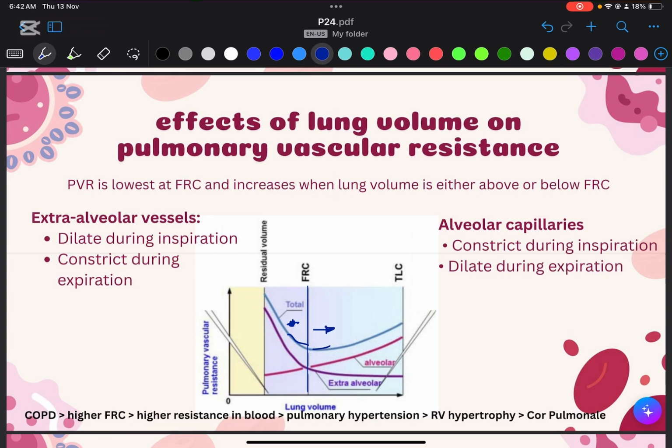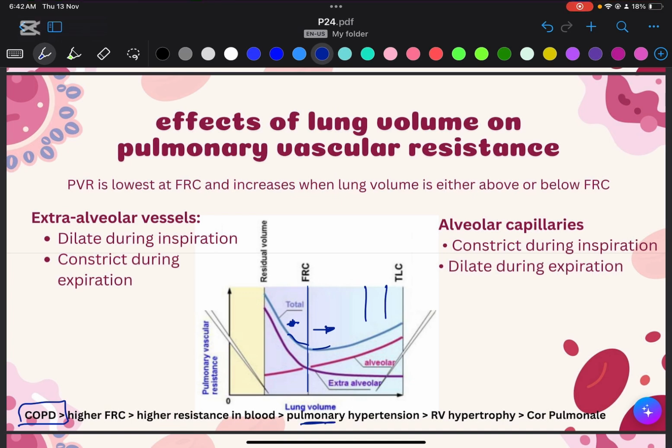And we can see also by the graph that if you were to go left or right, the PVR would increase. So you can have this condition called COPD. I don't actually know what that stands for, but it is a thing. And what this does is it increases FRC. It makes it higher. What that will do is that it will create a higher resistance in the blood. And higher resistance means higher blood pressure, and high blood pressure means hypertension. But since we're in the lungs, we're going to call it pulmonary hypertension.